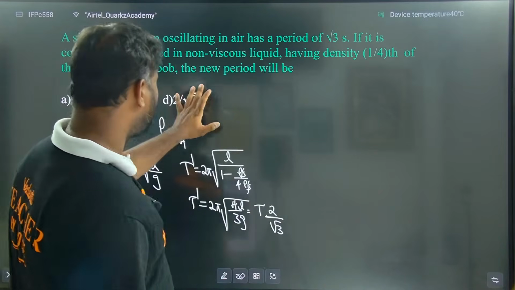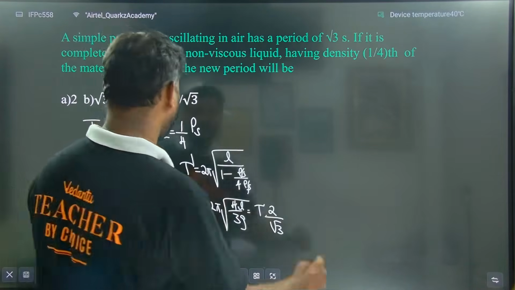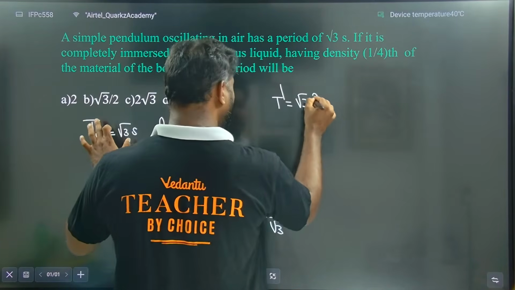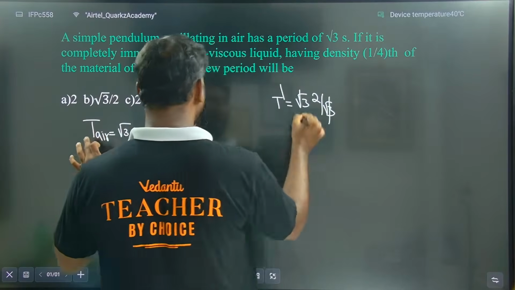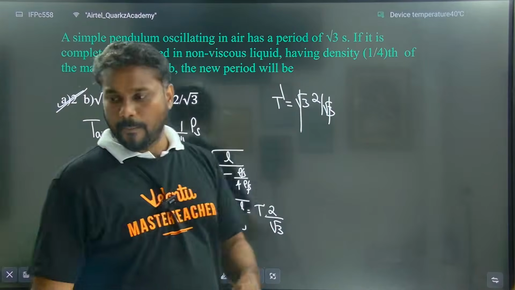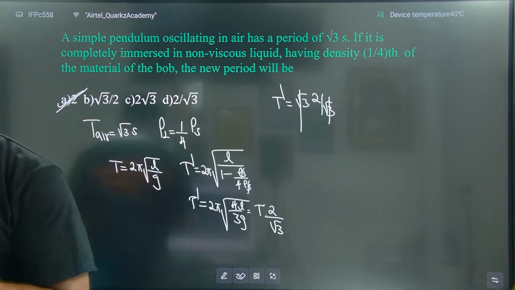Now what have they given? We have to calculate the value of the new time period. So the new time period is equal to the old time period value √3 times 2 by √3. What is the answer? The √3 cancels. The answer is 2 seconds. That's it. Clear? This must be known clearly.